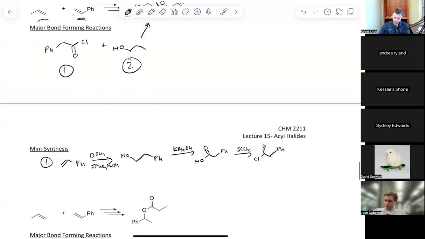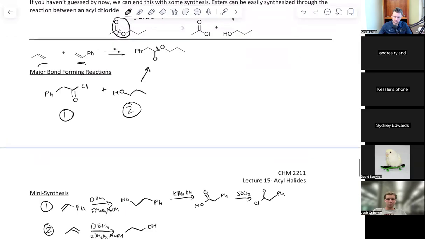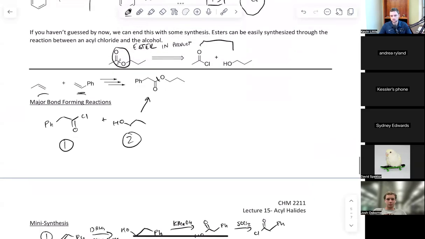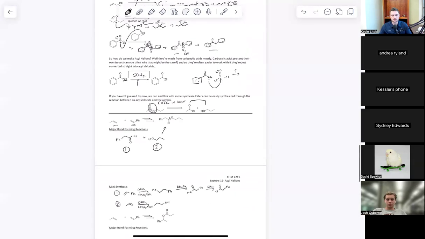Again, 2 is very similar to 1. I've got this double bond. I need to add an OH at the end. That's going to be an anti-Markovnikov addition. That's the BH3, H2O2, NaOH. That gets me to 2. If I add 1 plus 2, that should get me to this product. That's how I do that synthesis.